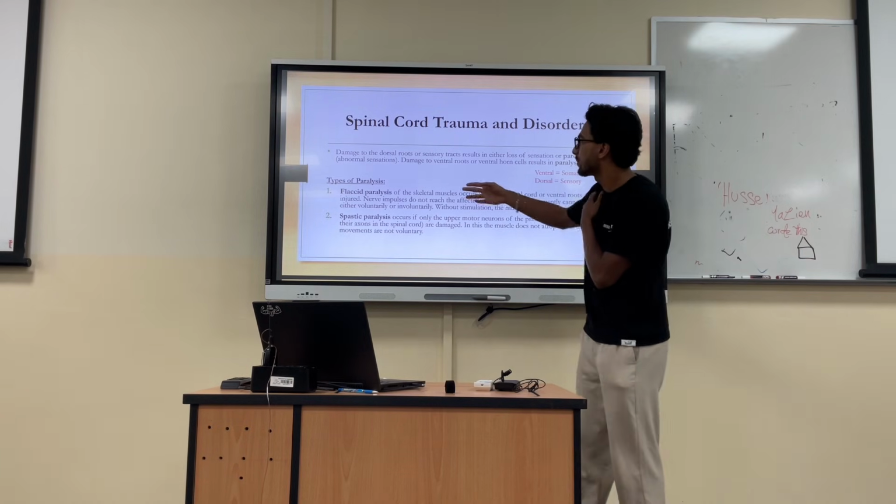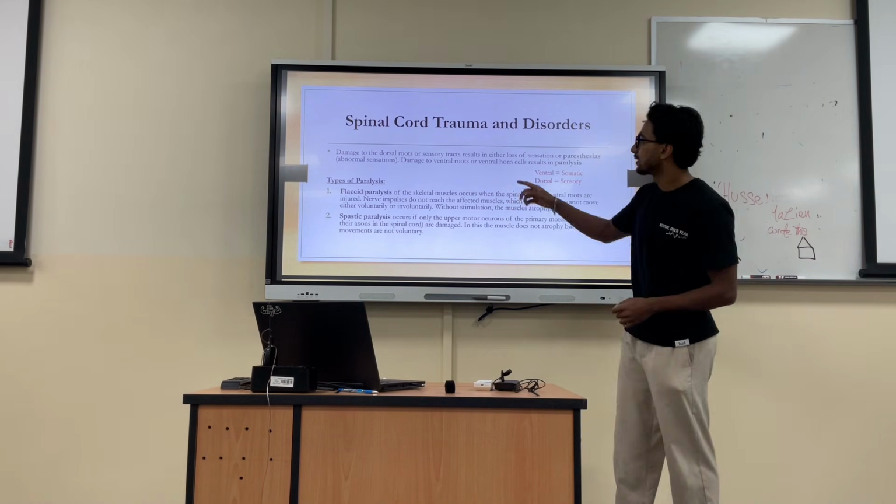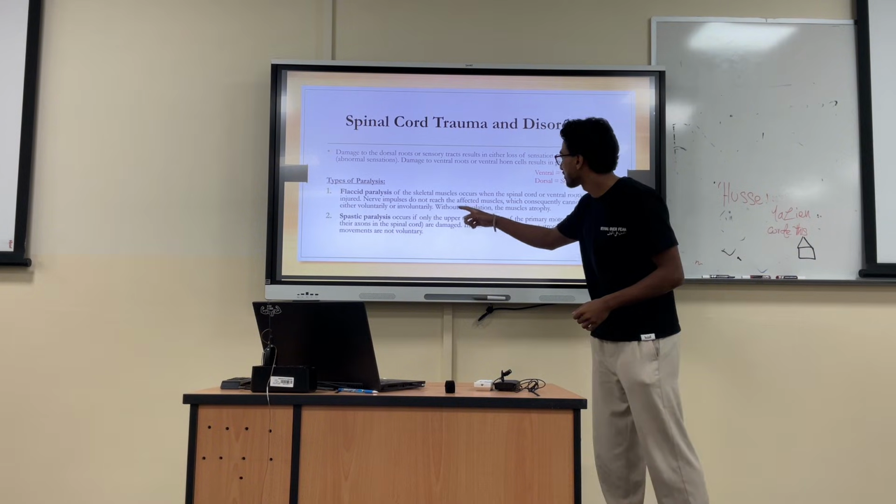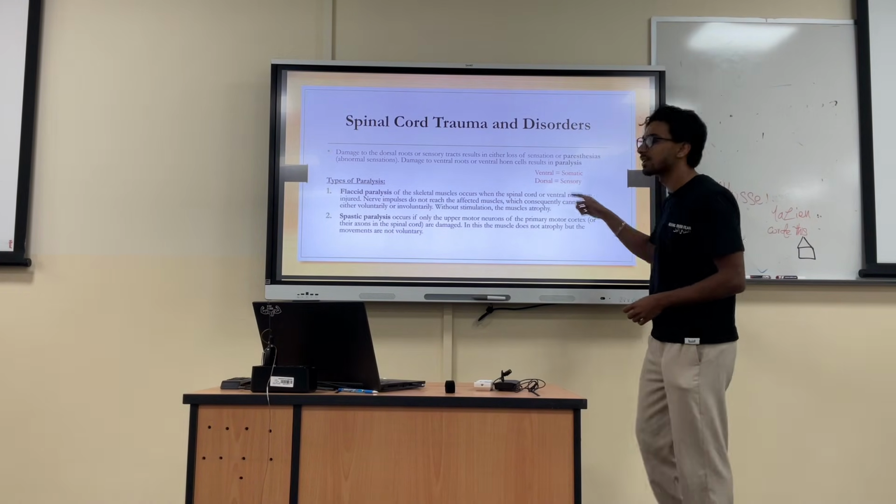Okay, now we're going to come to the types of paralysis. Flaccid paralysis of the skeletal muscle occurs when the spinal cord or ventral roots are injured.